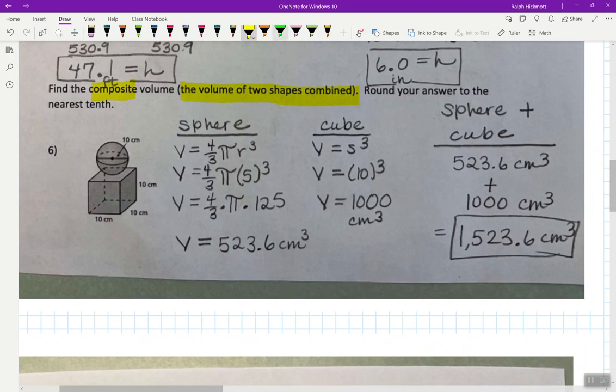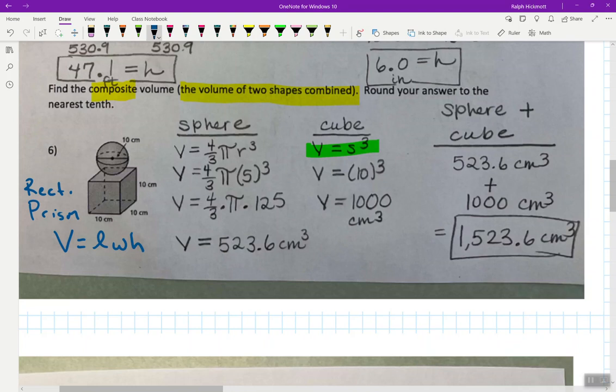There are a couple of formulas you should know by now that are not on the board. The cube formula is V equals S cubed, side times side times side. You can also use V equals LWH. That is a rectangular or box prism formula, length times width times height. Because all of the sides are the same, we use V equals S cubed.